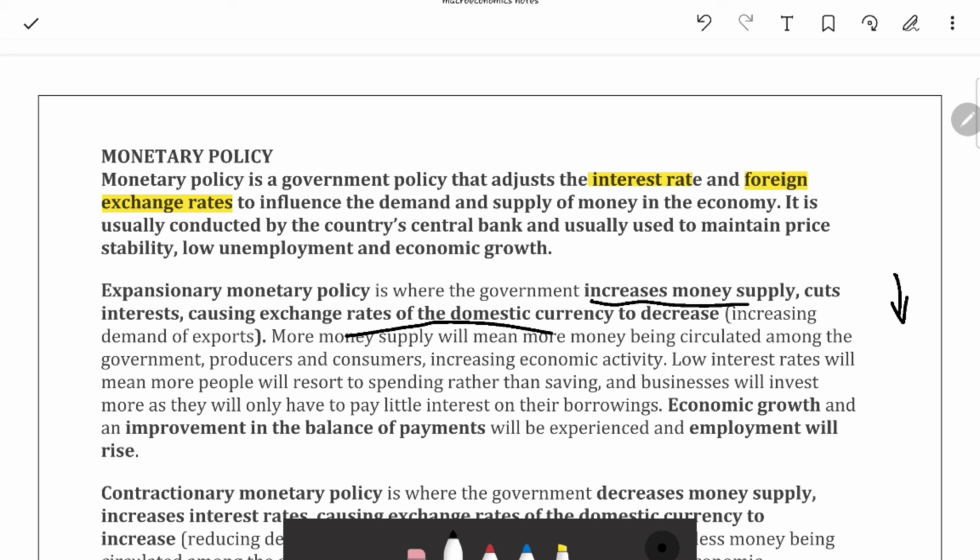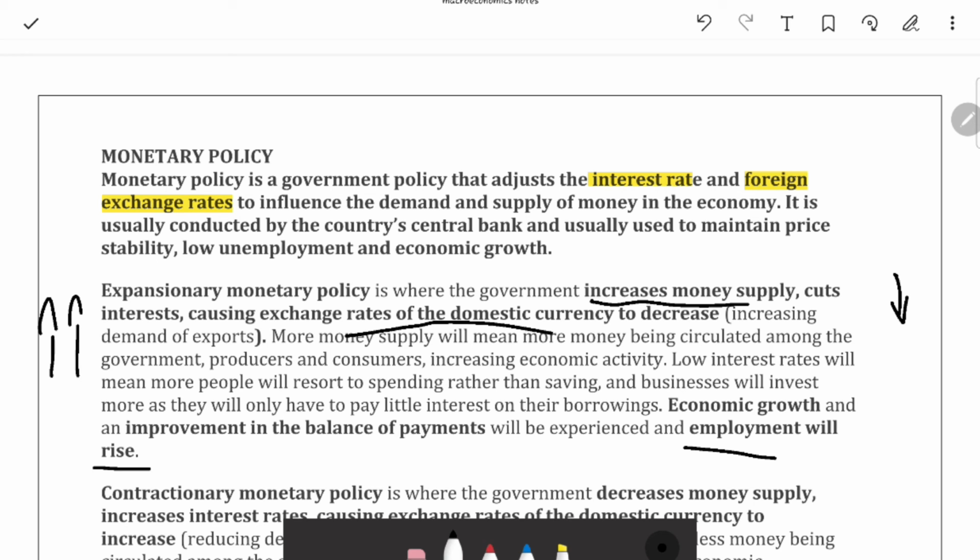Okay, when they spend more, the businesses will have a higher profit margin. When they have more profit, then there will be more investments. Okay, and this is all a big chain that you need to understand in economics. Now, everything in economics is like a chain that you need to understand. Okay, now the economic growth and an improvement in the balance of payments will be experienced and the employment will rise. Because remember, when output increases, you need more workers, and so employment increases.